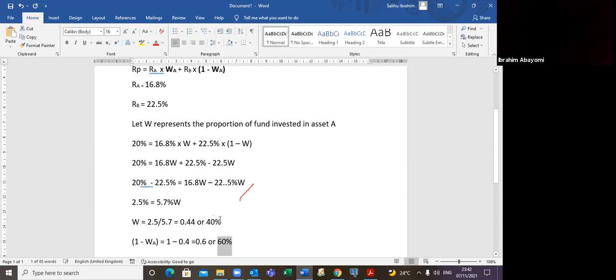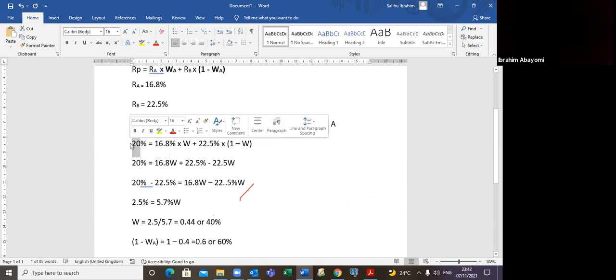If you go and do this now, if you take 40% of this and you take 60% of this, it will give you 20%. You can try it. Confirm it and give me what we have. Okay.